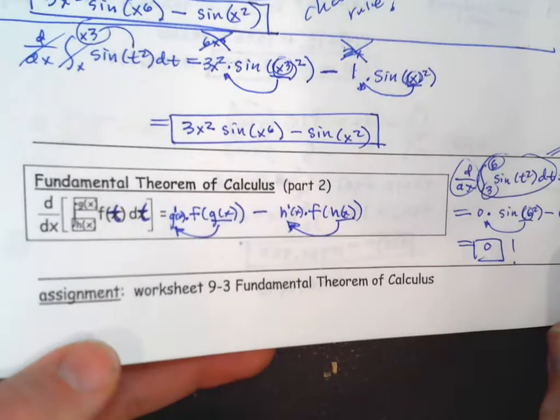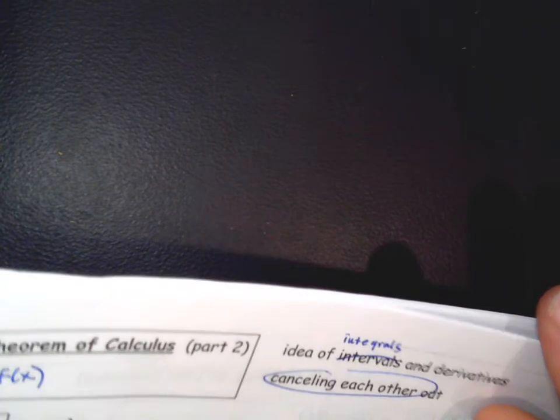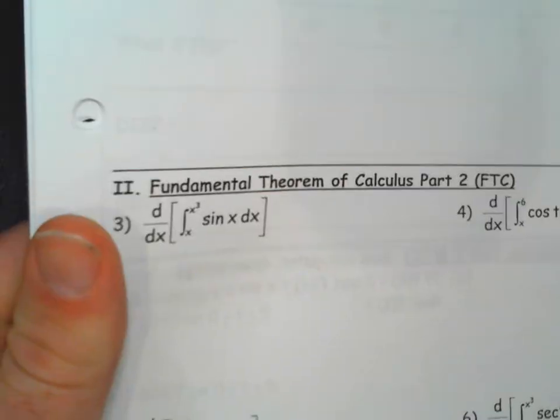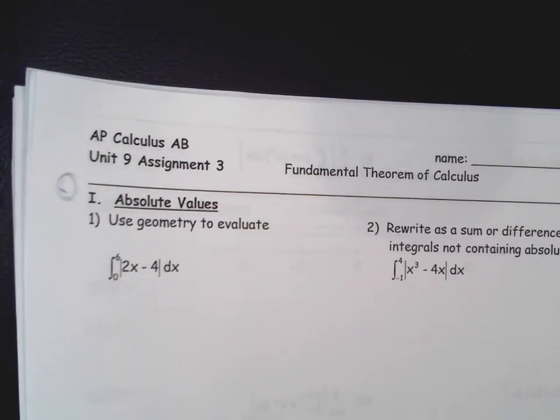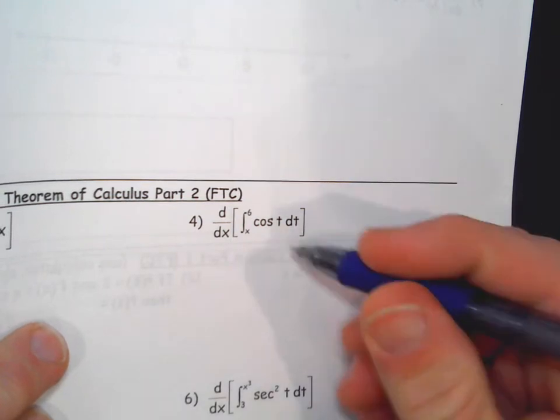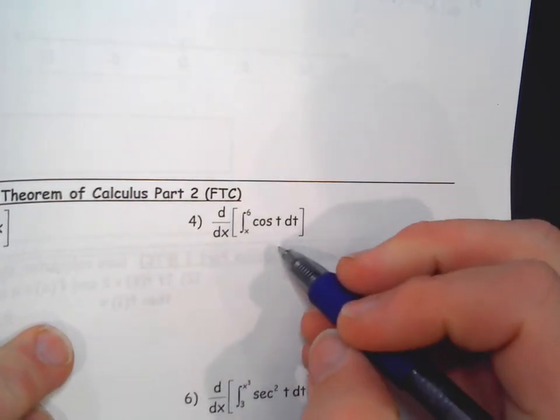So today's assignment is a worksheet. It's a worksheet, and these are super fast problems. So for instance, this is worksheet 9.3. Got a couple review problems right up there. And then we got some of these fundamental theorem part 2, but these should be super fast.